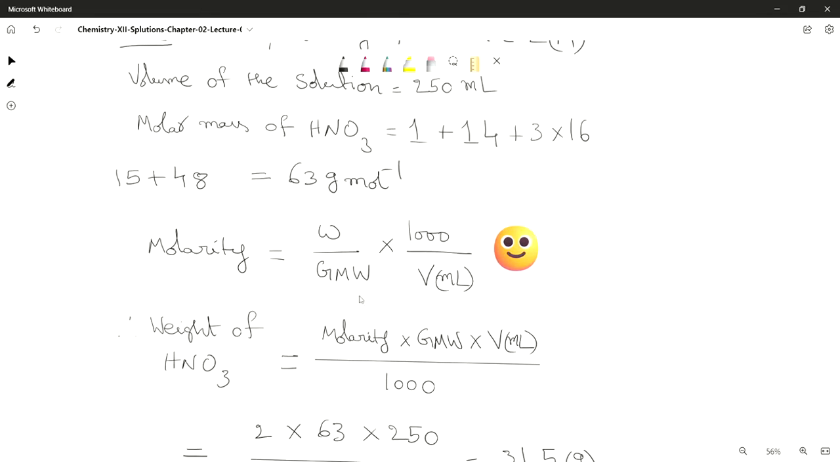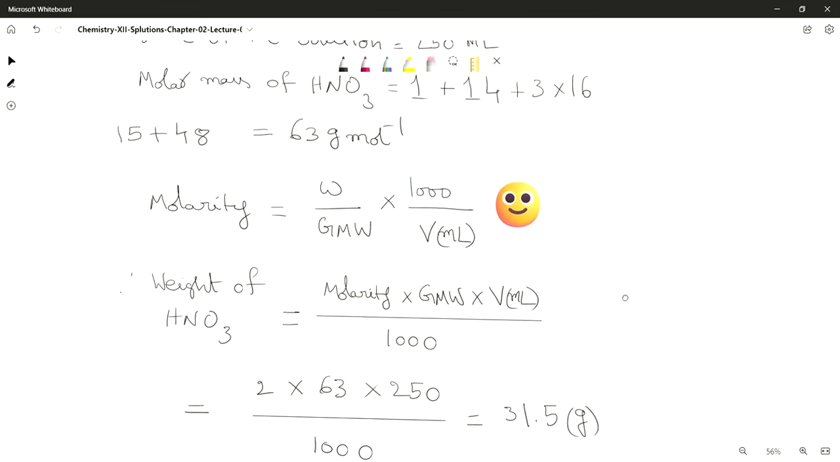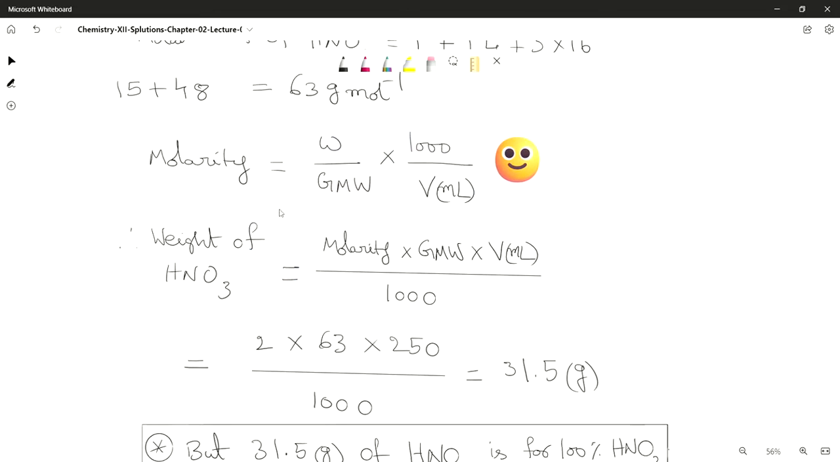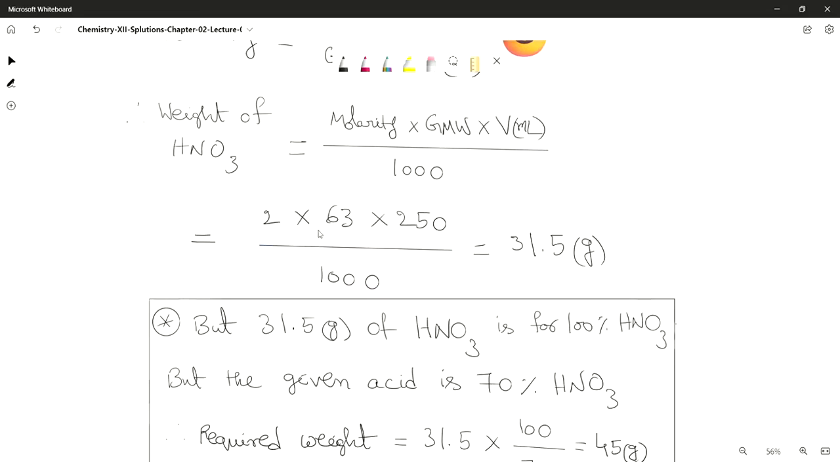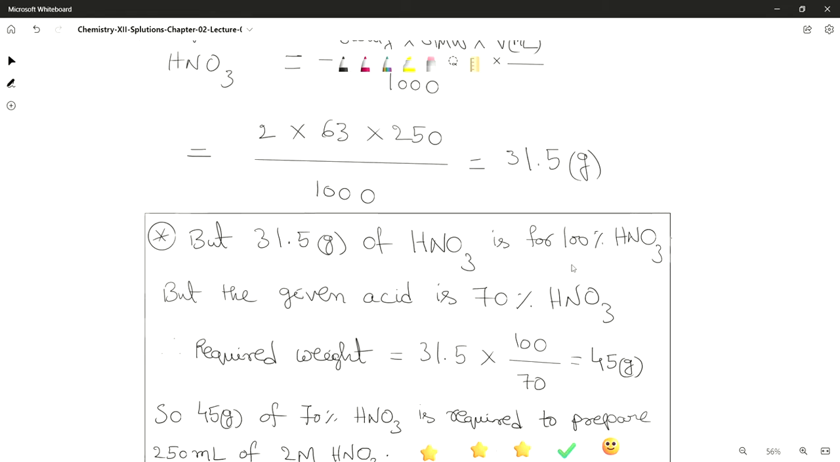Molarity is weight by gram molecular weight multiplied by 1000 divided by V mL. I want to know the weight of HNO3, so it is molarity multiplied by gram molecular weight into V mL divided by 1000. So you have 2 into 63 into 250 divided by 1000, that is 31.5 grams. So this 31.5 grams represents 100% HNO3.